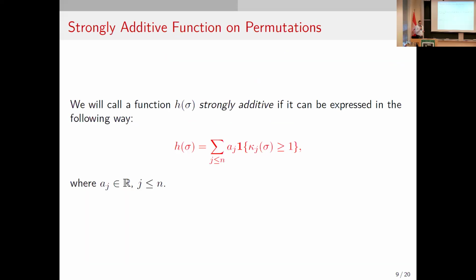Now let's define another function class on permutations. We will call such functions strongly additive if they can be expressed as a linear combination of indicator functions that show whether the permutation has a cycle of length j. If we once again look at the parallel with number theory, then those functions would be called strongly additive arithmetic functions.